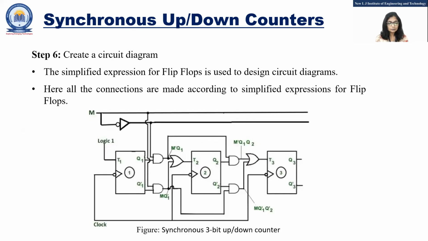So in T2, what are we giving? M bar Q1 and M Q1 bar. Or you can simply give an XOR also.